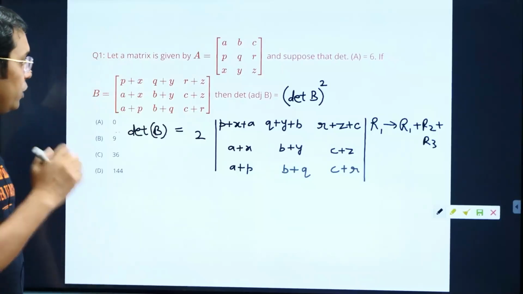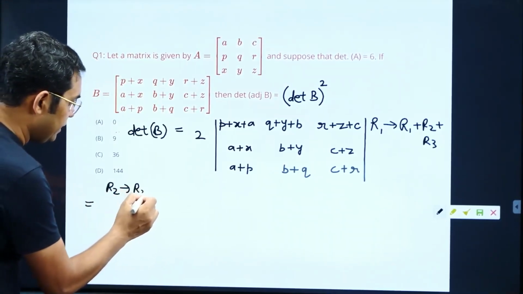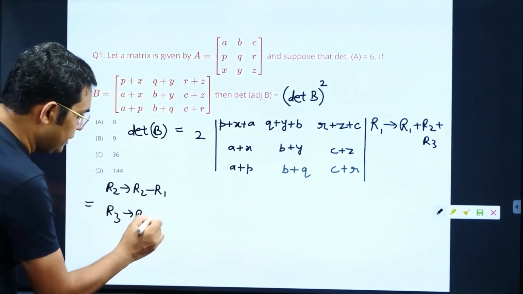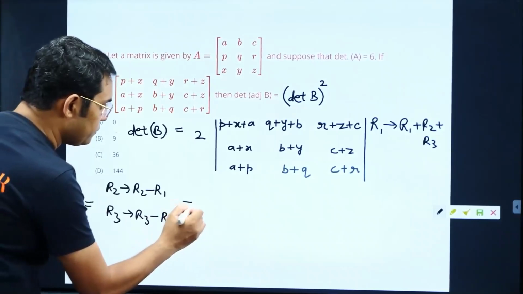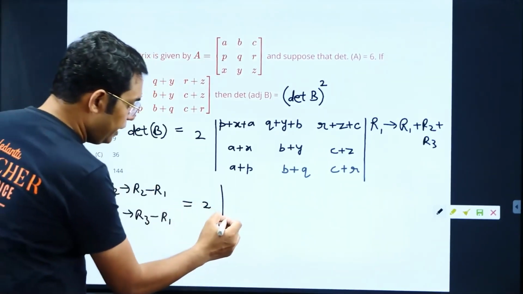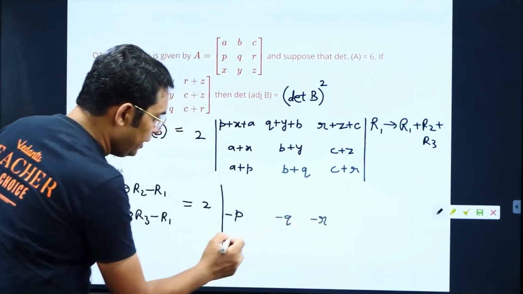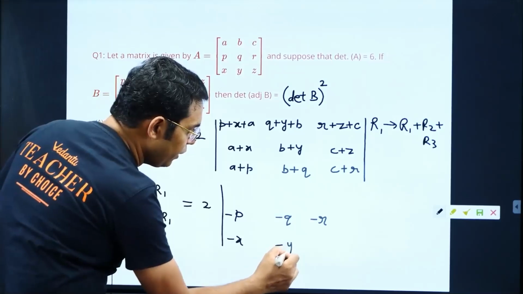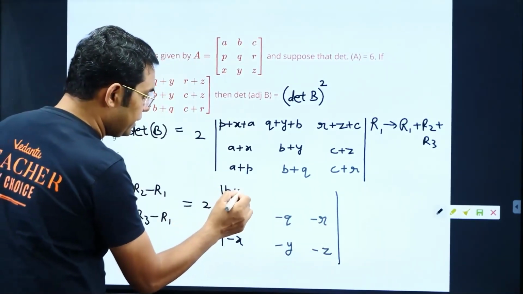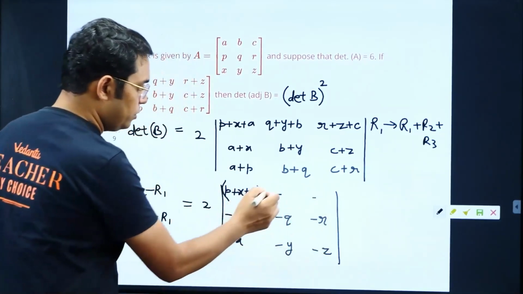Next property which I am going to use is that I will change R2 by R2 minus R1 and R3 by R3 minus R1. By doing this, what we will get? We will get second row as minus P, minus Q, and minus R. Here it will be minus X, minus Y, and minus Z. The first row will be same, P plus X plus A.